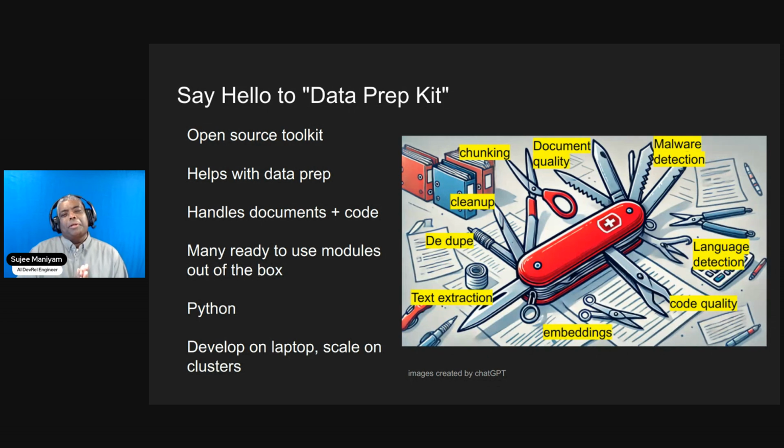Imagine Data Prep Kit as a Swiss Army knife that has all these tools built in, kind of handy. It's there when you need it. All of these modules are already built in. It's an open source toolkit, and it's in Python, so you can get it running on your laptop right away. It also supports a lot of the tasks that we just talked about out of the box, so you don't have to reinvent the wheel. You can just use the modules, and it will save you tons of time. And it's designed to handle both documents and code. Whether your data set is documents, code, or a hybrid, it can handle both.